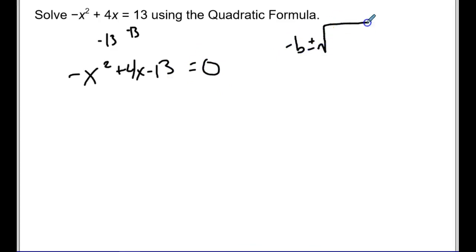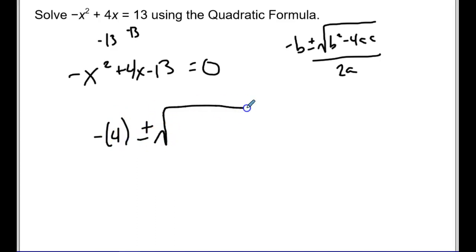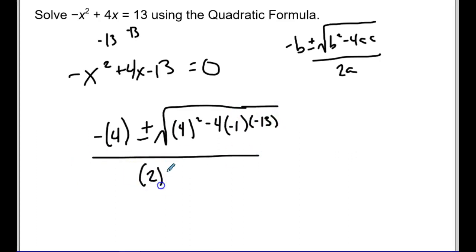Negative b plus or minus the square root of b squared minus 4ac all over 2a. So then I can plug in my values. So I have a negative b, which is that 4, plus or minus the square root of 4 squared minus 4 times a, which is a negative 1, times c, which is a negative 13, all over 2 times that negative 1. So we can simplify.